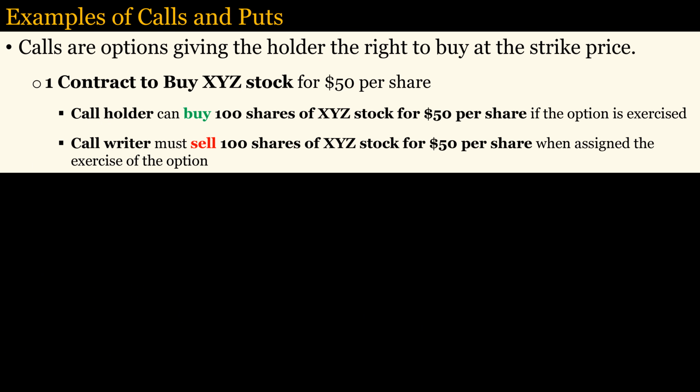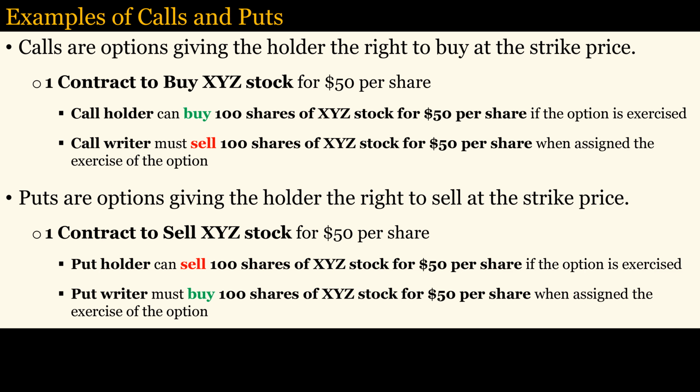So, as an example, a call to buy XYZ stock for $50 per share allows the holder of the call to pay $50 per share for 100 shares of XYZ stock, and requires the writer of the call to sell 100 shares of XYZ stock at the same strike price. A put holder can sell 100 shares of XYZ stock for $50 per share if the option is exercised, and the put writer must buy 100 shares of XYZ stock for $50 per share when assigned the exercise of the option.